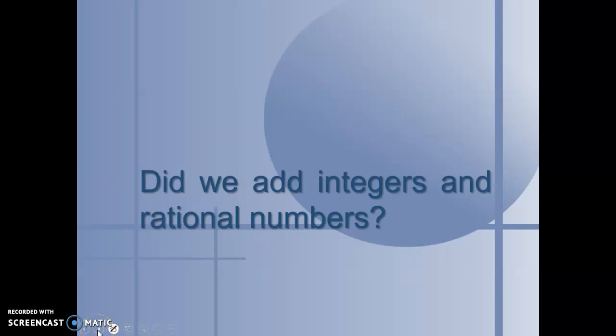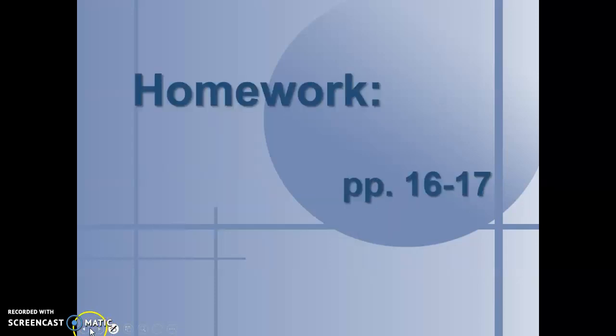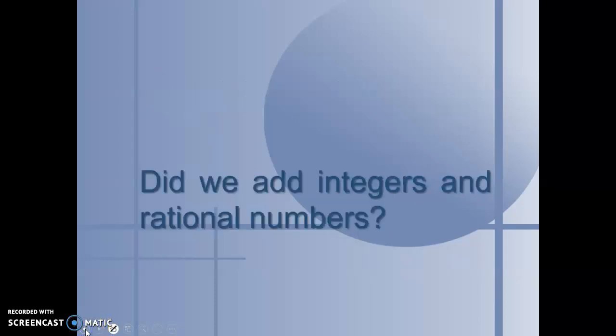So think about what we did today. Did we add integers and rational numbers? Yes, we did. Now, we didn't do any rational numbers specifically that had different denominators. That would be something like 3 over 4 plus 7 over 8. Well, integers are a type of rational number. We did not do these specifically.